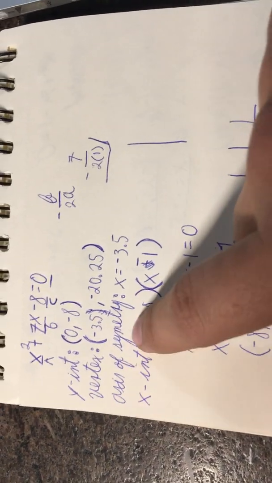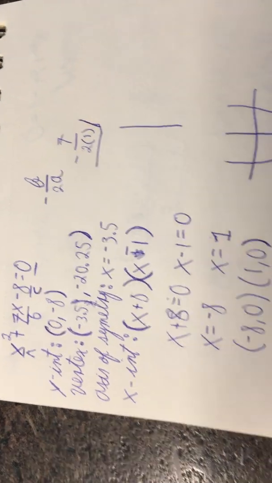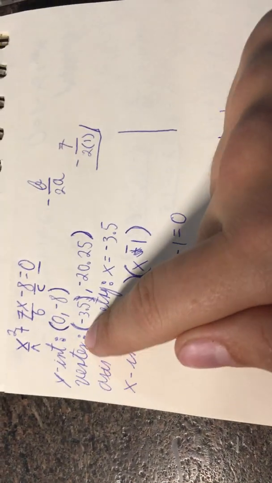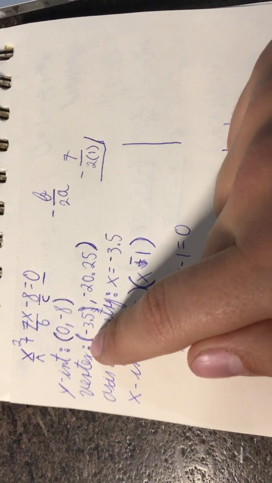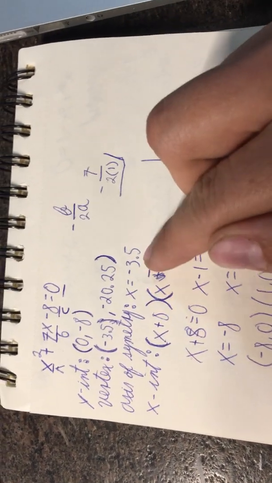Next step is the axis of symmetry. The axis of symmetry will be the line that passes through the middle of our graph, and you just need to know the x coordinate of the vertex, and it will be x equals minus 3.5.